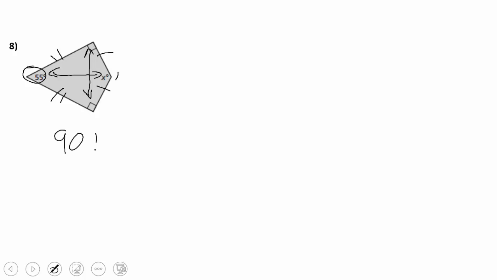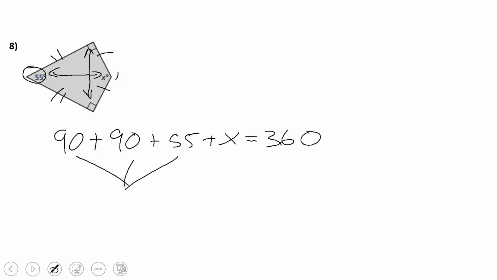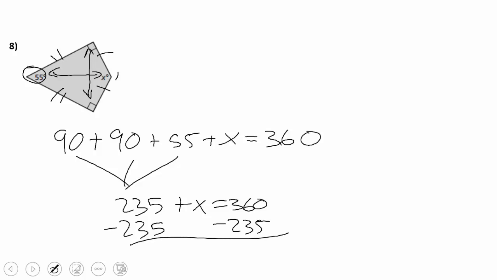And so we're just going to figure it out. We've got two 90s, plus we have the 55, plus our x is 360 degrees. Adding these together and simplifying the equation, 235 plus x is equal to 360. Subtracting 235, we get that our angle x is 125 degrees. Makes sense? It is definitely an obtuse angle, 125 degrees.